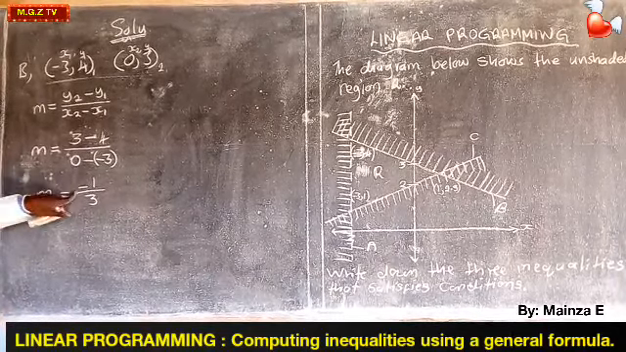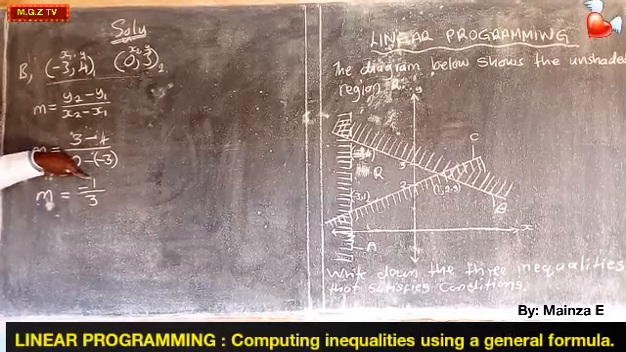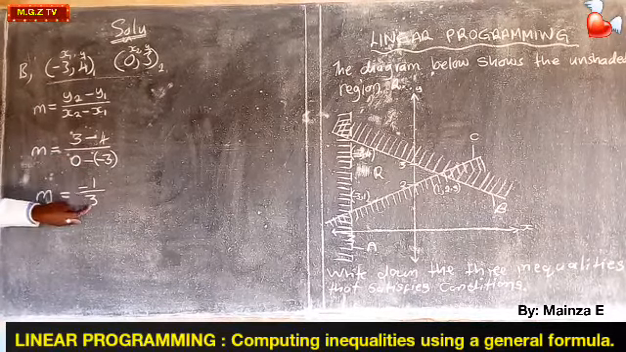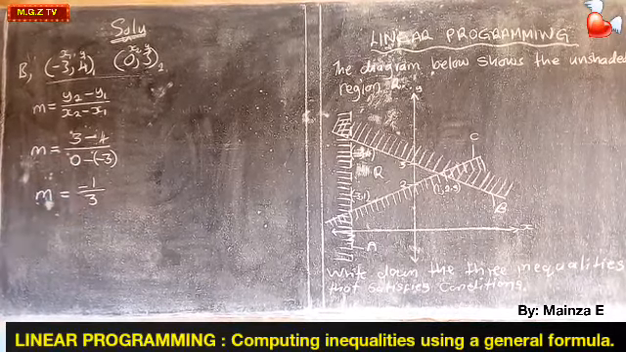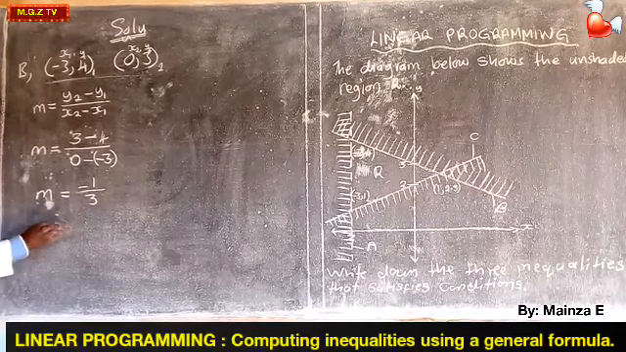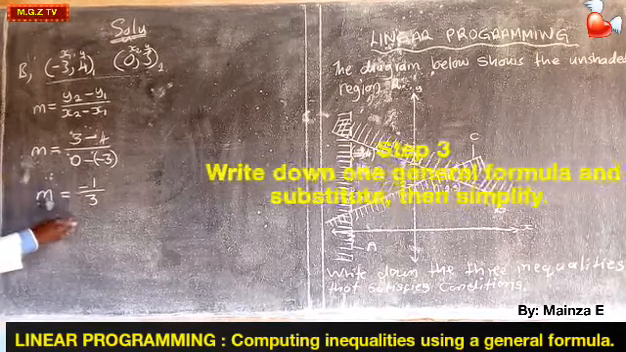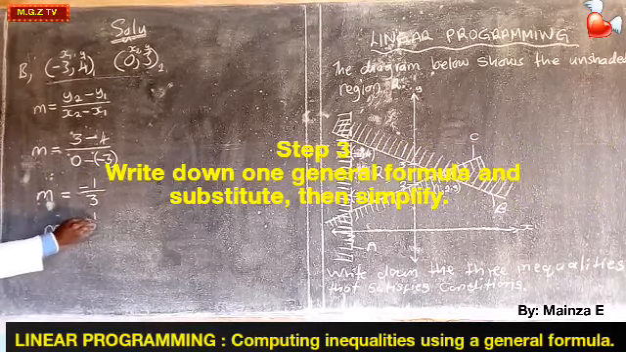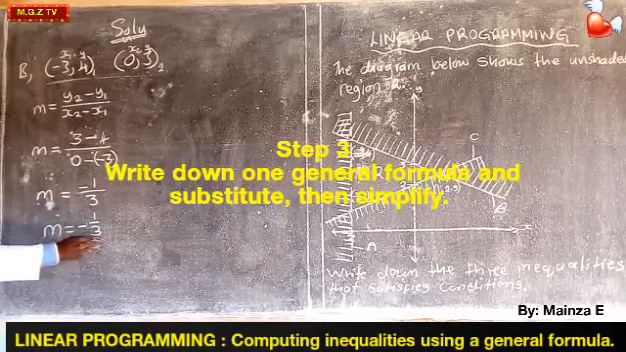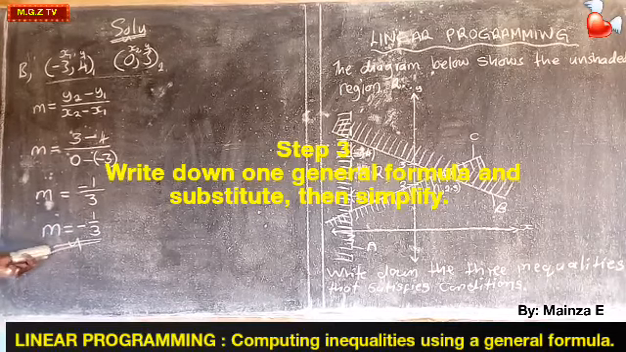So we have a numerator with a negative, denominator positive. So what we do is to write m equals, then write a negative, then 1 over 3. And this is our gradient.